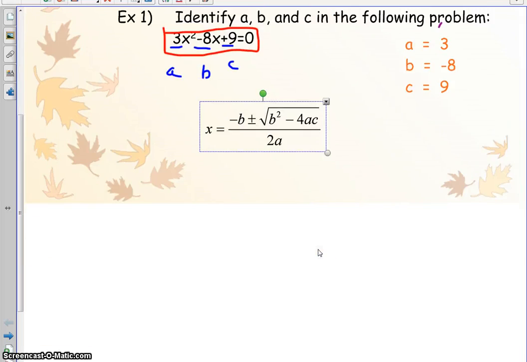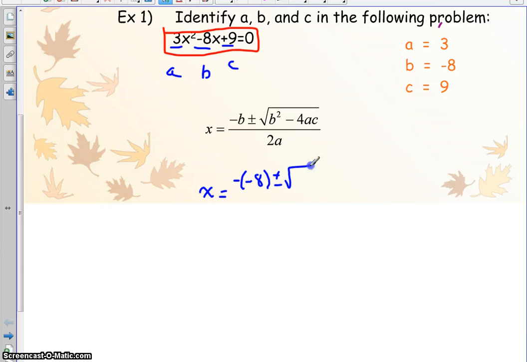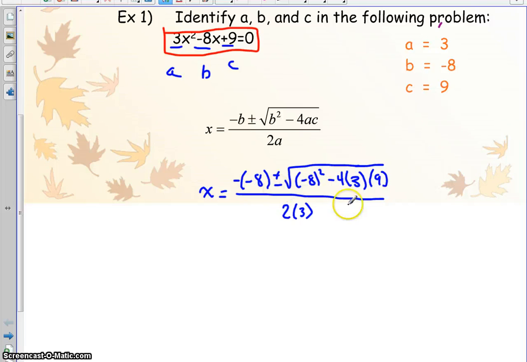Okay, so let's write our formula out, and let's put in everything we know. So x equals, b is negative 8, so negative of negative 8, plus or minus the square root of negative 8 all squared minus 4, a is 3, and c is positive 9. Okay, and this is all over 2a, and a is 3. So at this point, again, this is an equation that will help us solve for the zeros or for the solutions to this particular equation. We can just simplify as much as we can and get our answers.